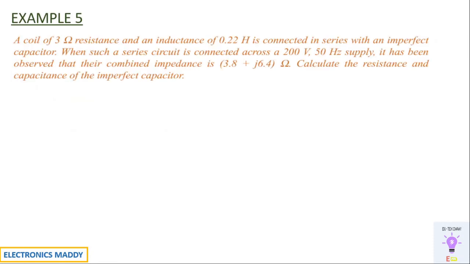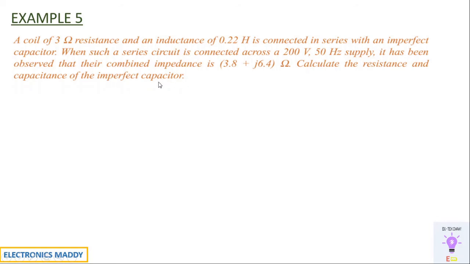So we'll go into our next problem, that is example 5. A coil of 3 ohm resistor and an inductance of 0.22 Henry is connected in series with an imperfect capacitor. When such a series circuit is connected across a 200 volt 50 Hz supply, it has been observed that their combined impedance is 3.8 plus j 6.4 ohms. Calculate the resistance and capacitance of the imperfect capacitor.